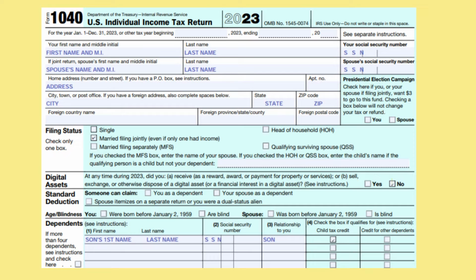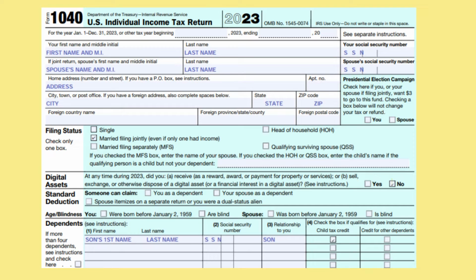Under the filing status section, check the box applicable to you. In our example, it is married filing jointly. Under the digital assets section, check the appropriate box. In our example, it is no. Check any boxes that apply to you under the standard deduction age blindness section.